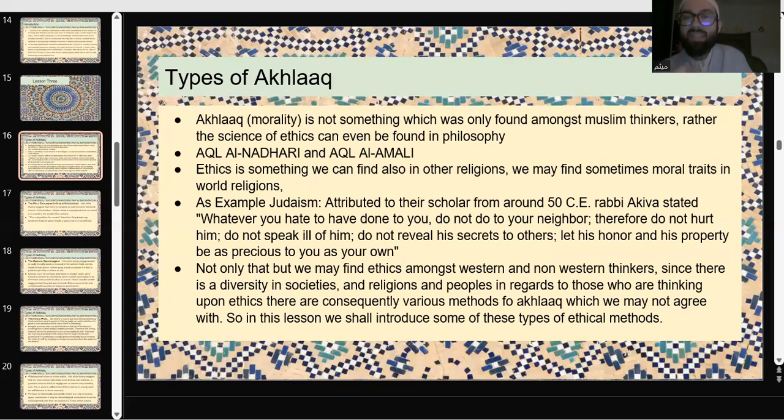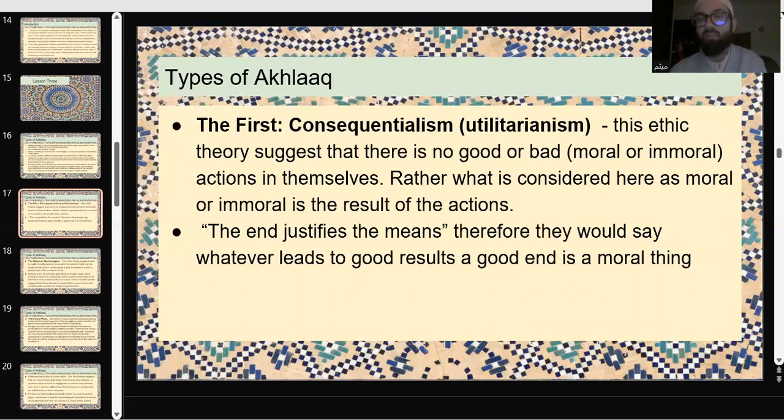So in this lesson, we shall introduce some of these types of ethical methods. And you could become familiar with the different types of ethics that are out there. So the first type of ethics is called consequentialism.